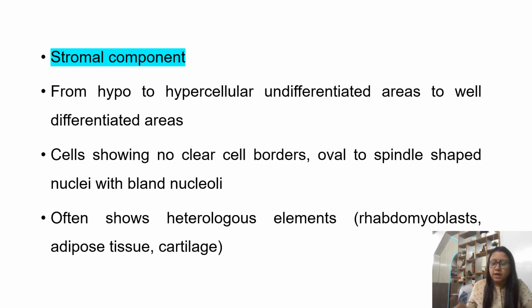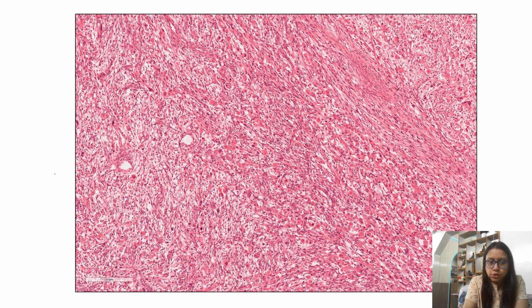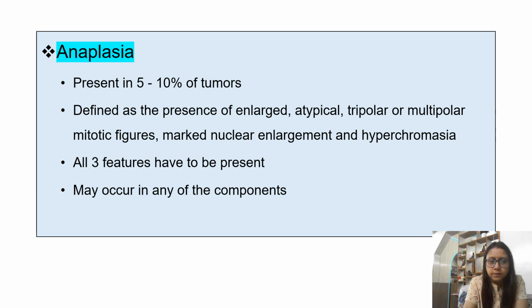Stroma जो background होती है, they can be your hypo or hypercellular undifferentiated area भी हो सकती है, to well differentiated area also you can see. So these cells will have no clear boundaries. So they are oval to spindle shaped nuclei here with bland nucleoli. So they will show you heterologous elements, that is like your rhabdomyoblast, adipose tissue and cartilage. So see, this is the stromal, in a herringbone pattern. Like you can see here, muscles and all this all going here.